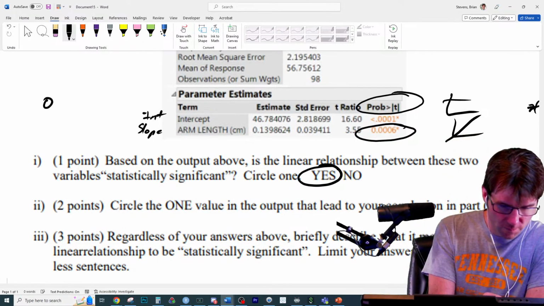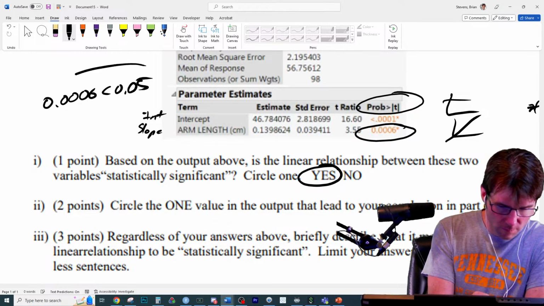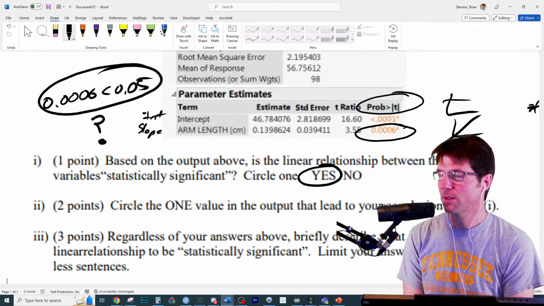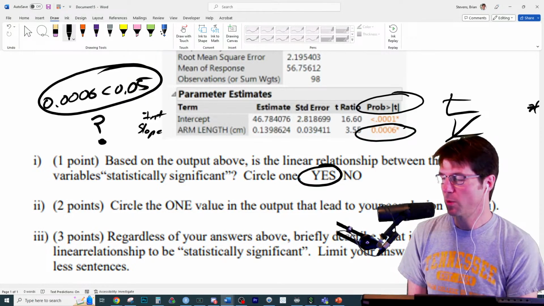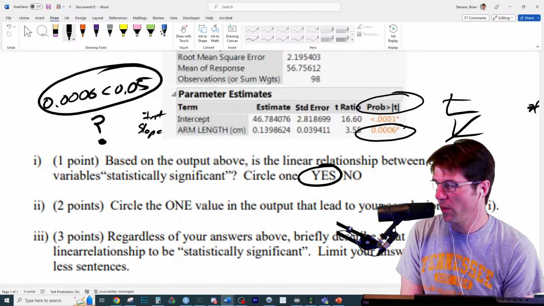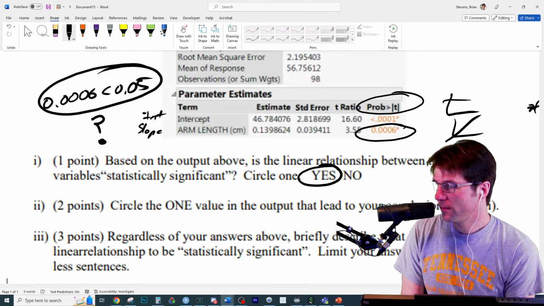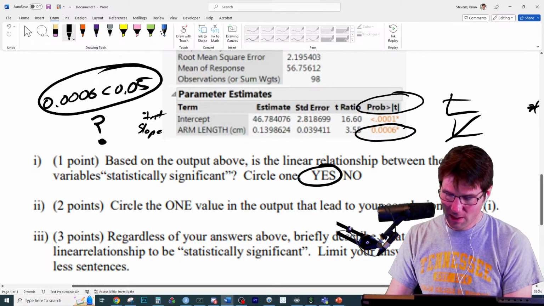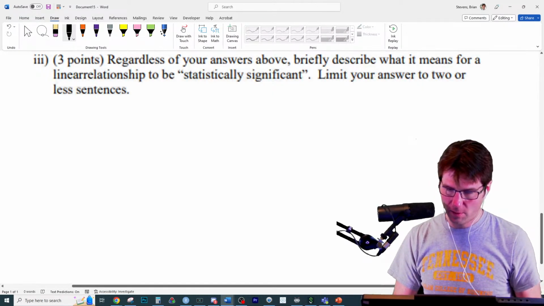Does that make sense? Is 0.00006 less than 0.05? Yeah, no worries, no worries. That can do it sometimes. Describe what it means for a linear relationship to be statistically significant. There we go.